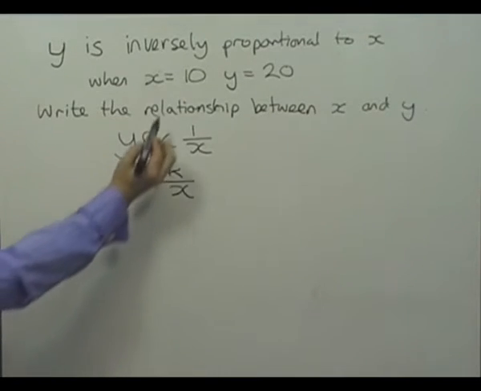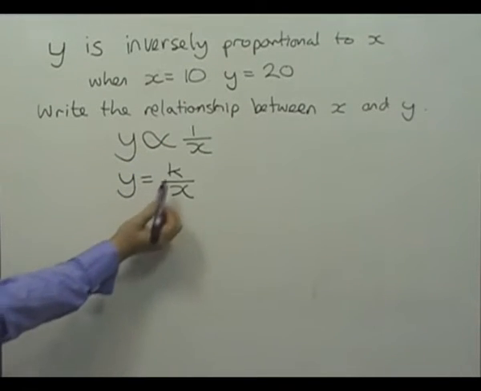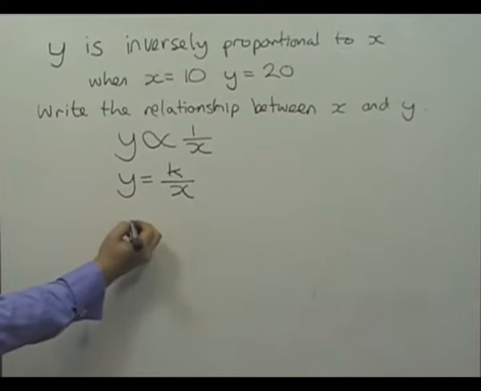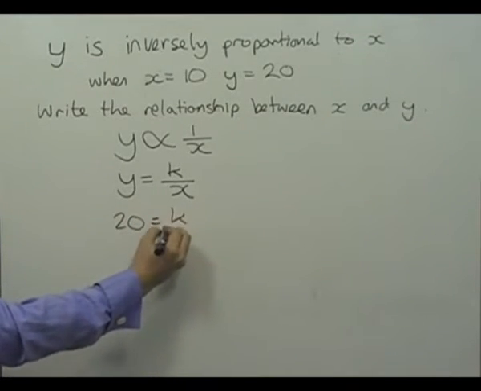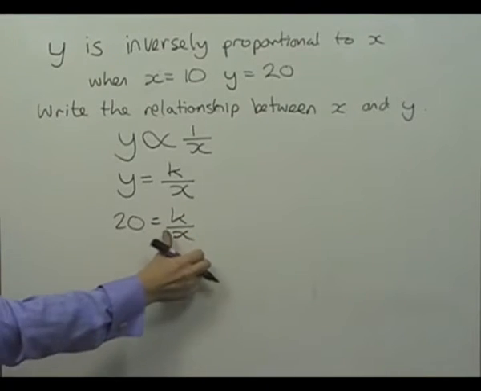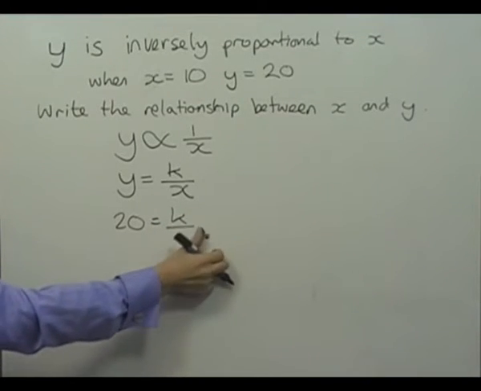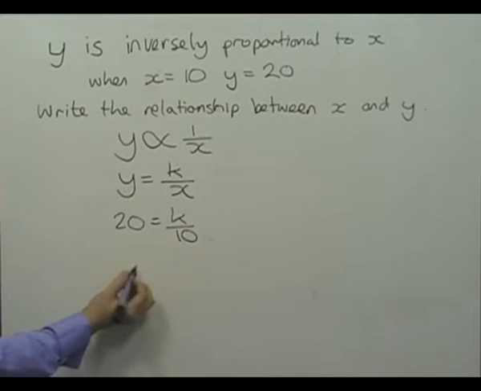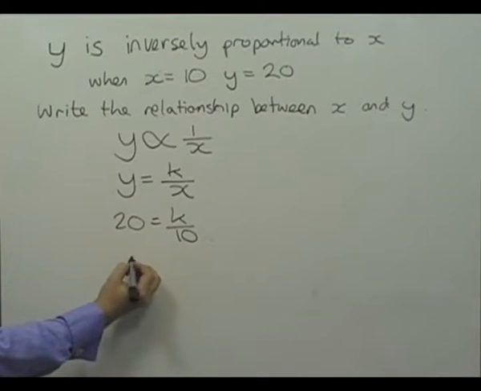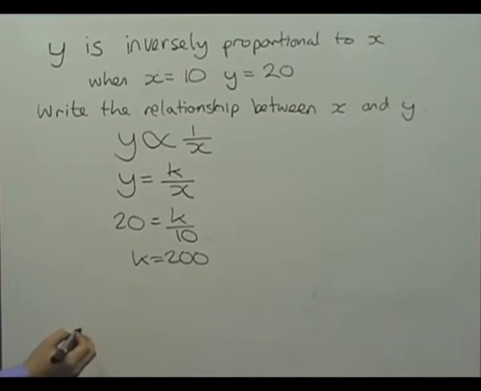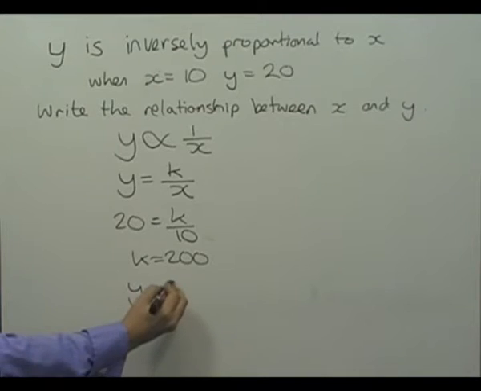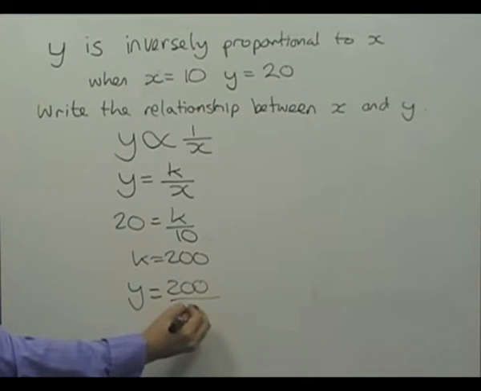Once again, we need to substitute the values we're given to figure out what the value of the k is, to figure out the constant of proportionality. So this time, 20 equals k over x. The x is worth 10. So to solve this, we need to times by 10. So k is equal to 200. And therefore, our final relationship, our formula, is y is equal to 200 divided by x.